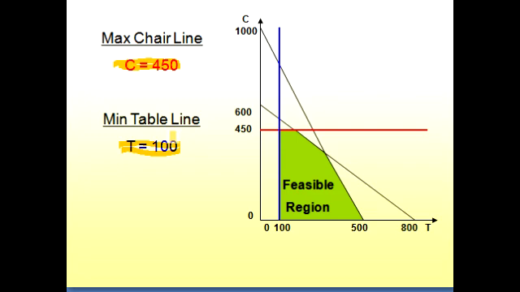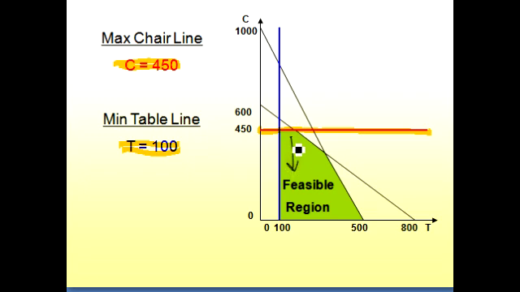Okay, now, notice that when we add this line across here, this is the line that says C is equal to 450. So it doesn't matter what T is, C is always 450, which is this parallel line to the x-axis. So notice now how our constraint is this feasible region, all below it, since C must be less than or equal to 450. The feasible region is below this line.